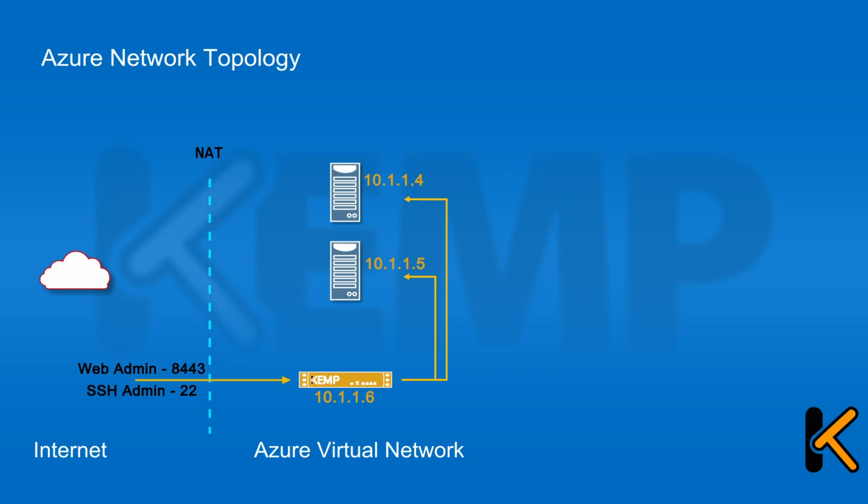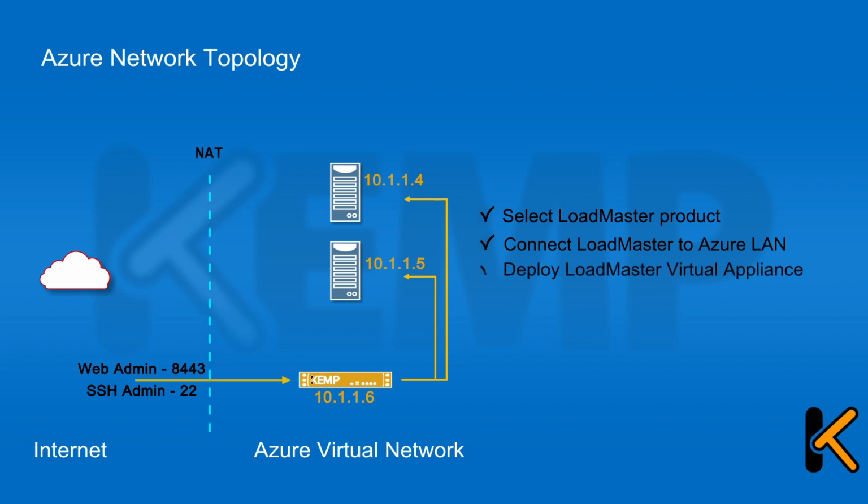To deploy the Loadmaster, we will select the appropriately sized Loadmaster from the marketplace, connect the new Loadmaster instance to the same subnet as the IIS servers we will load balance. We will then tell Azure to deploy the virtual appliance. Once the appliance is deployed, we will create an additional endpoint for the IIS application traffic on port 443.